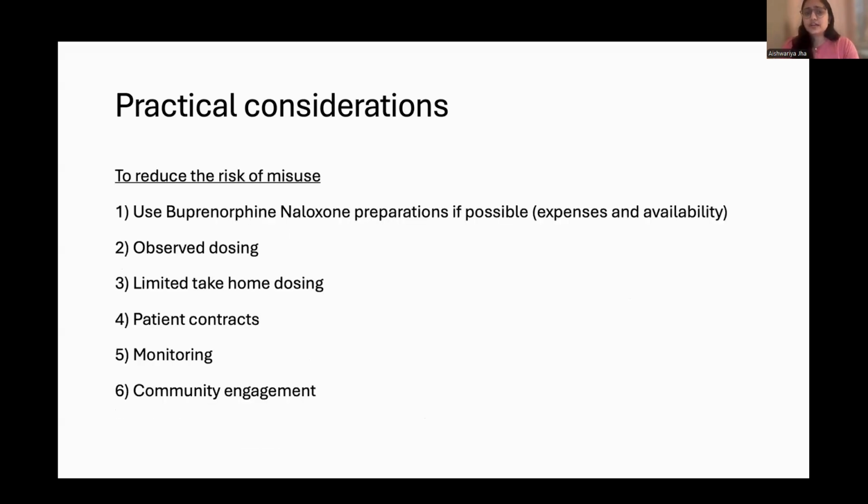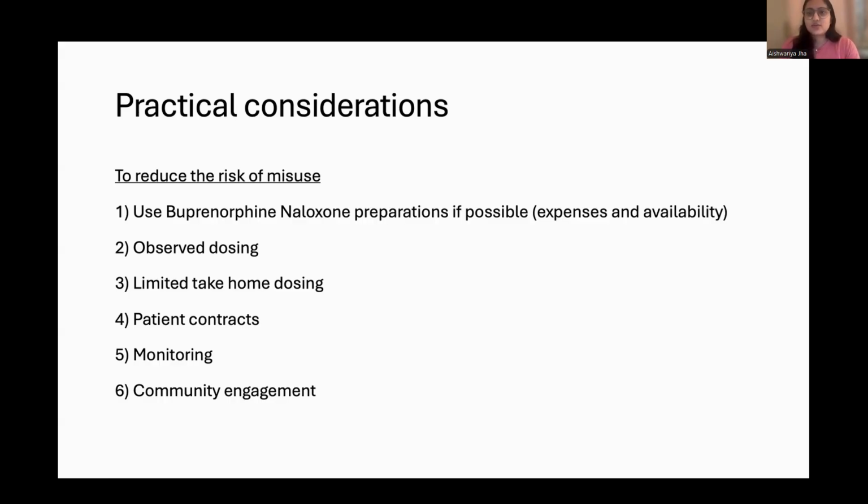Also, if you're worried about the risk of misuse, which is something that a lot of practitioners are a bit worried about, then one option is to use buprenorphine-naloxone preparations wherever possible. There are some limitations to this, because the buprenorphine-naloxone preparations are much more costly than the plain buprenorphine, and availability might be an issue in some areas. The other thing we can do is observe dosing and, like I mentioned, limit the take-home dosing. In all of the documents, they've looked at 7 days, but in special situations, 14 days or 100 tablets, whichever is lesser. There are some exceptions to this, of course.